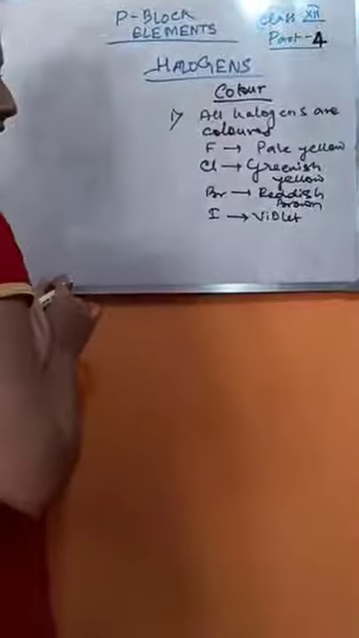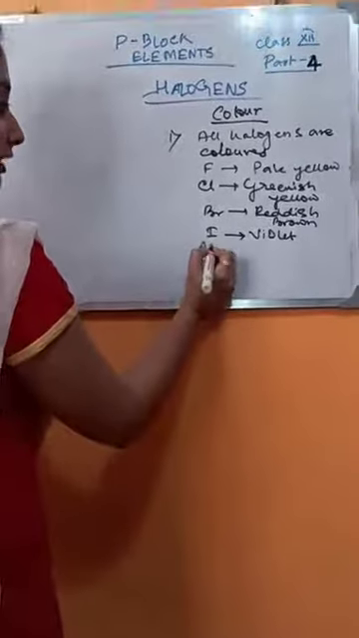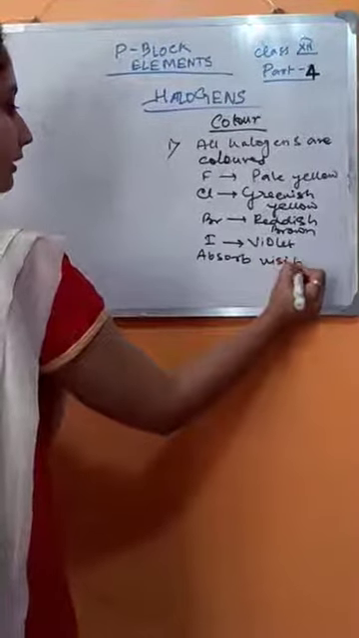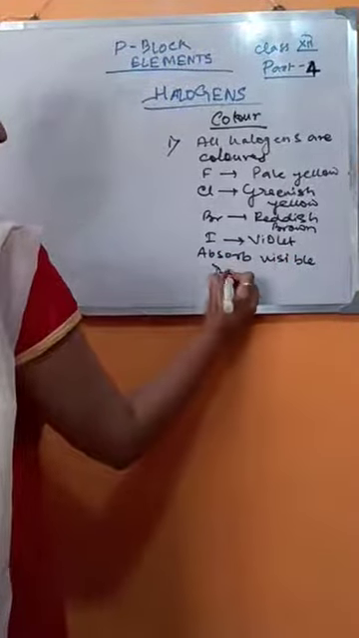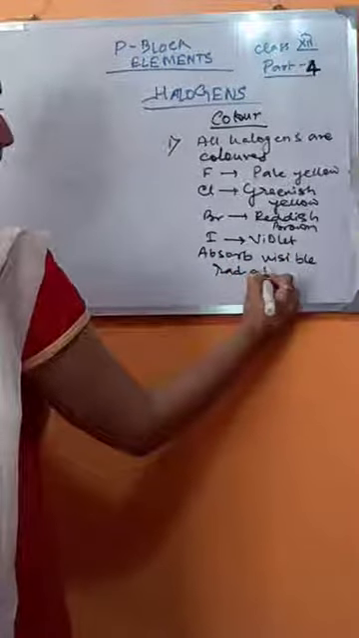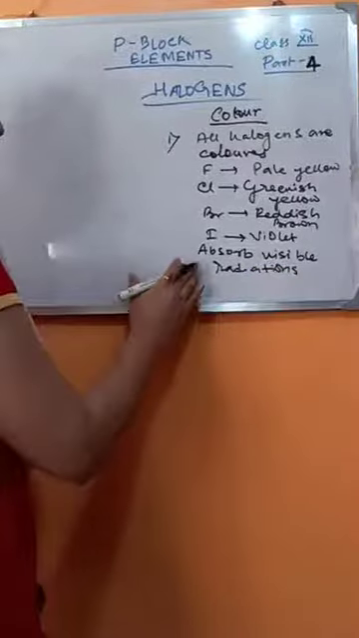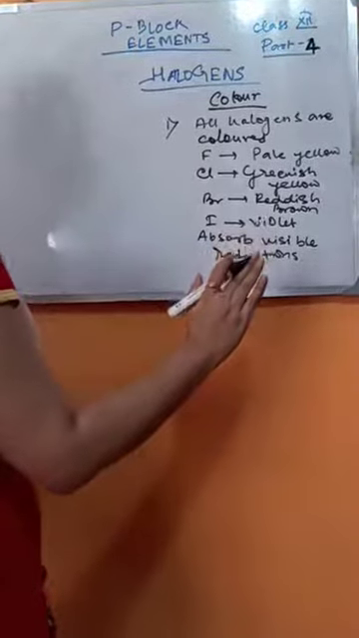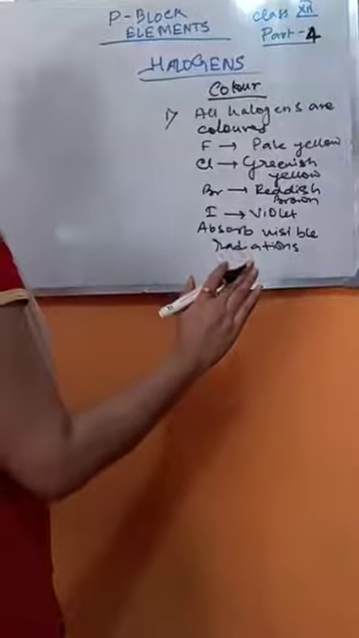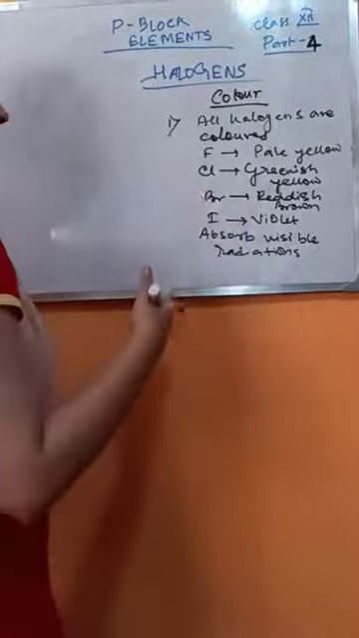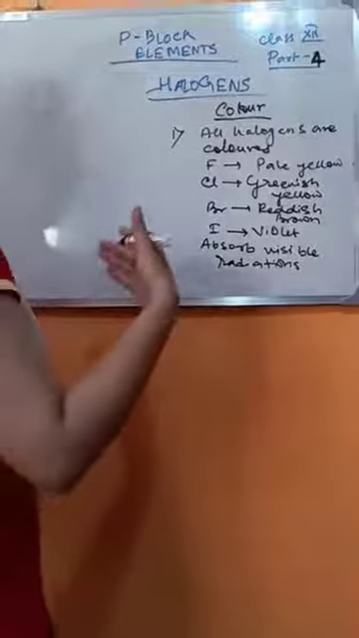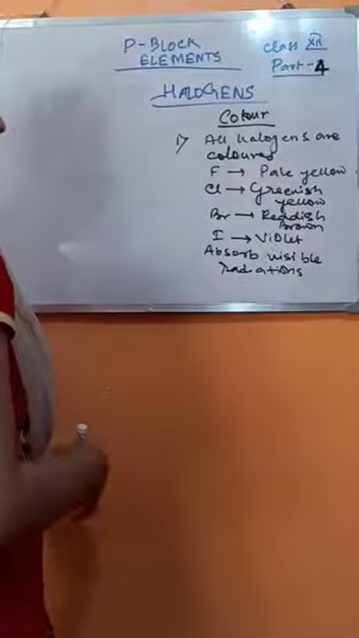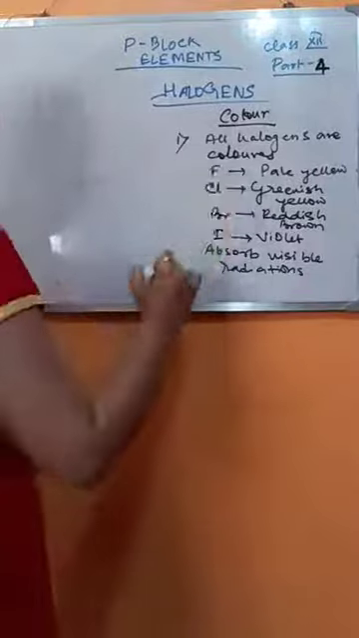Why are all the halogens colored? Because the halogens absorb visible radiations. That is, the halogens absorb light present in the visible region of the electromagnetic spectrum. As soon as they absorb light in the visible region, they will also transmit light which is in the visible region of the electromagnetic spectrum. As a result, they are colored.